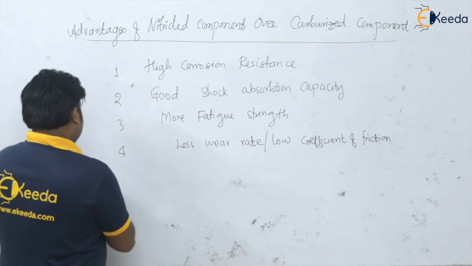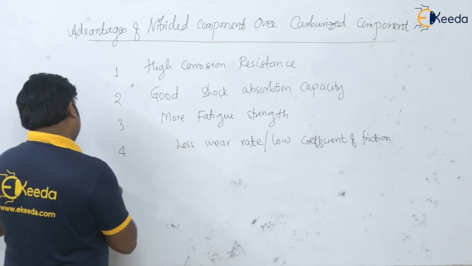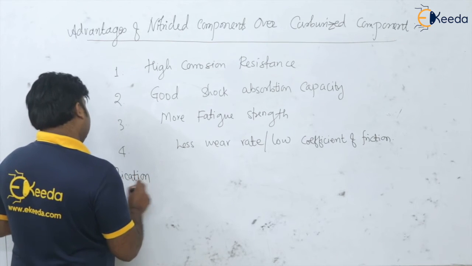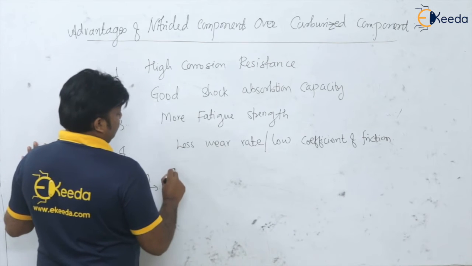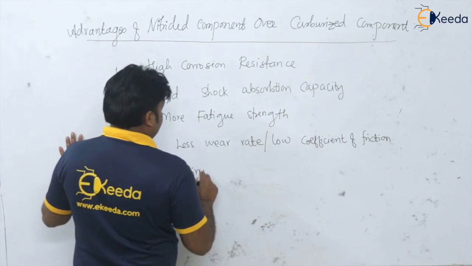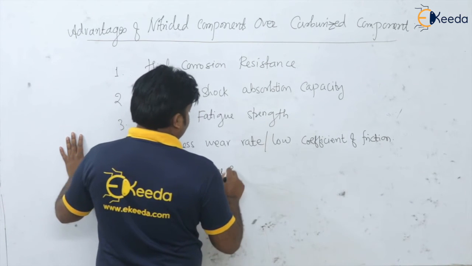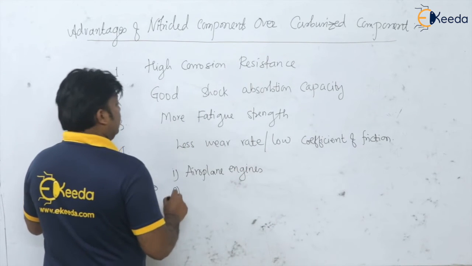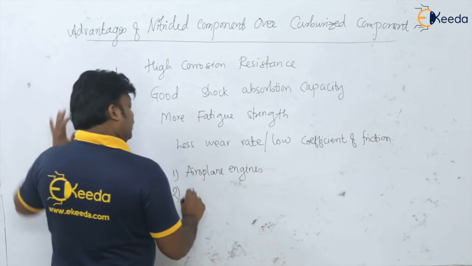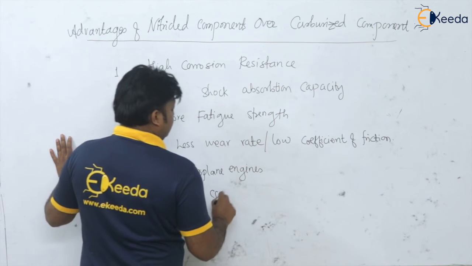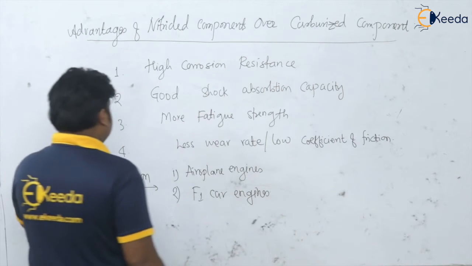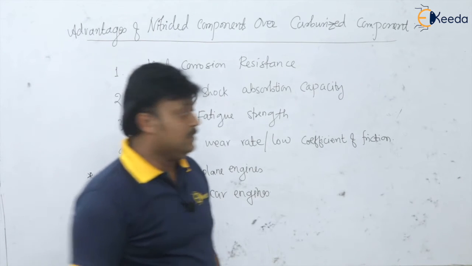If you look at where these nitrided components are basically used, if you see the application of this, they are used in aeroplane engines. This nitriding process is also used in Formula 1 car engines. So these are the basic applications of this nitriding process.